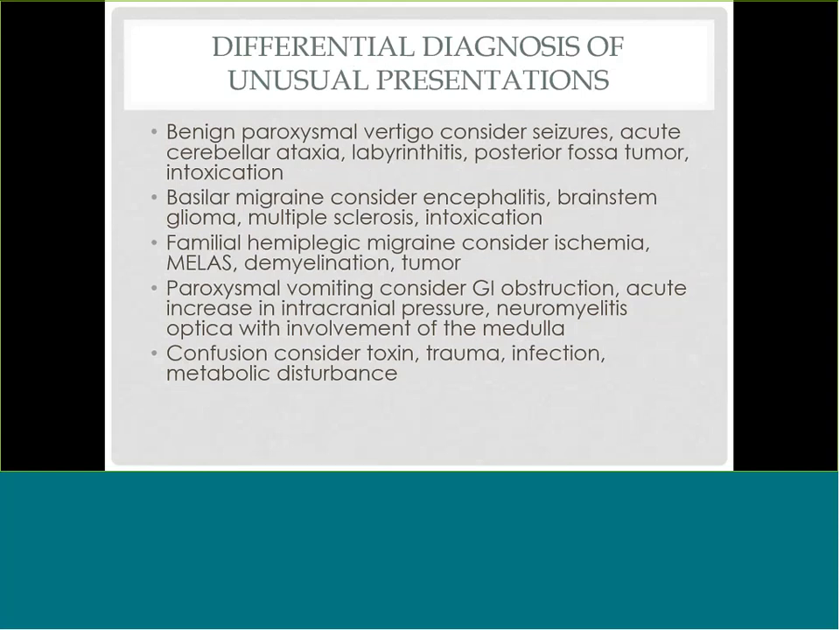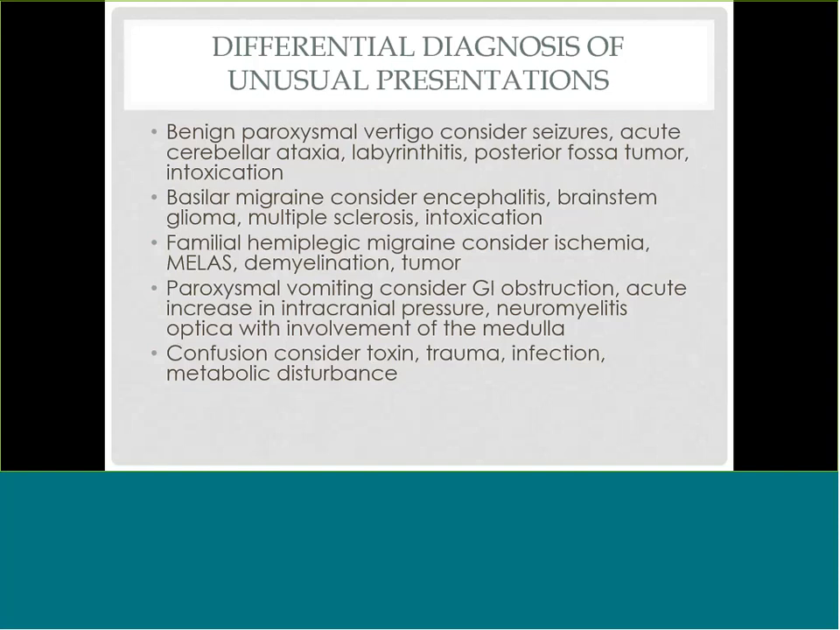So now let's consider the differential diagnosis of some of the unusual presentations that I mentioned earlier. So if someone has benign paroxysmal vertigo, you do have to think that they might have acute cerebellar ataxia, which could be a post-infectious process. They might have seizures. They might be experiencing labyrinthitis. They might have a posterior fossa tumor or intoxication. Sometimes thyroid abnormalities can present this way.